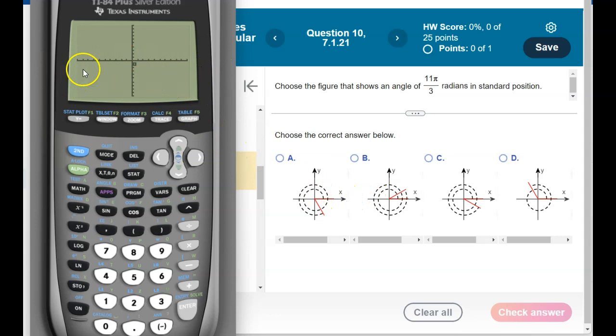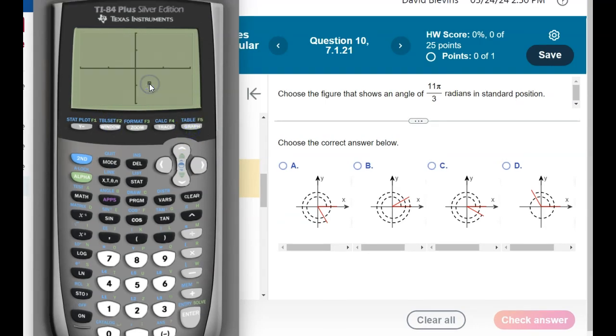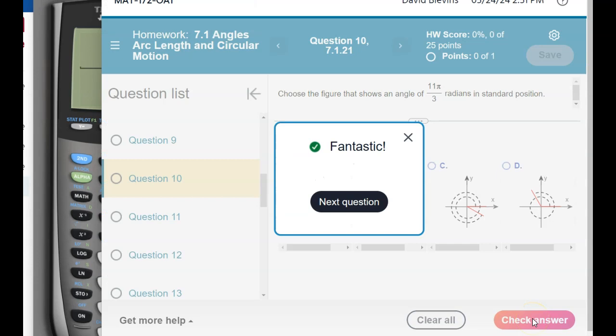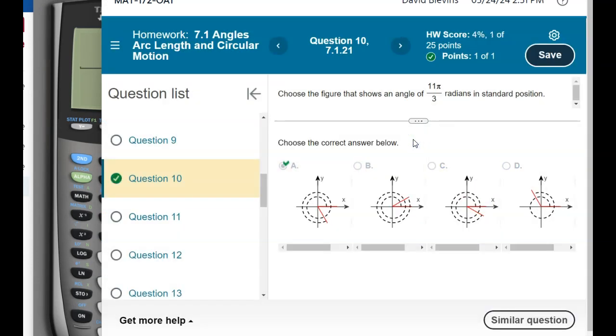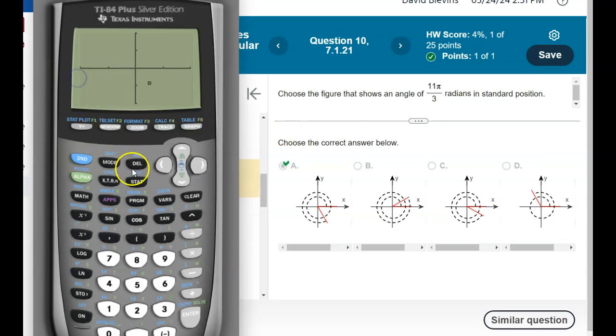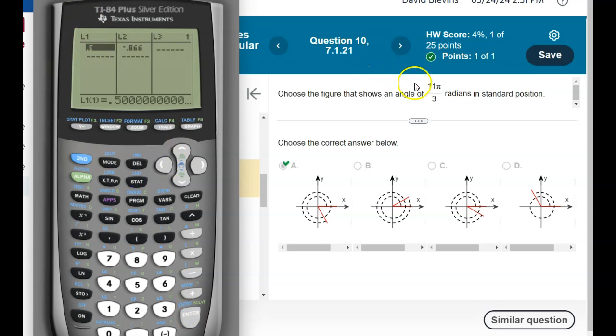That's very zoomed out. I can do window, and then instead of negative 10 to 10, do something like negative 2, and then graph. So there's where my point is. Use that to help me come up with what the correct value would be. So cosine and sine, that's the secret little trick there. To set up, you just go to your stat editor. I put in the cosine of the angle they give me, the sine of the angle they give me.